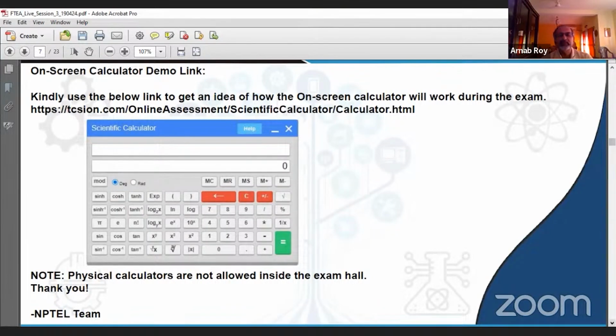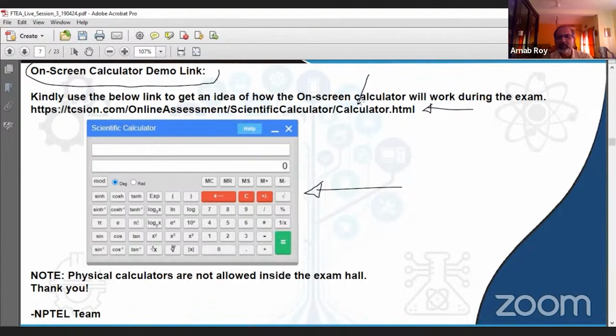Another very important aspect of the examination is that you should be familiar with using the on-screen calculator. And for that, you have got this on-screen calculator demo link, which you should explore. I have just added a screenshot of that calculator over here, but of course, the keys are not active here. The moment you open this link, the calculator that you find over there will be exactly the kind that you will see on the terminal that you used during writing the examination.